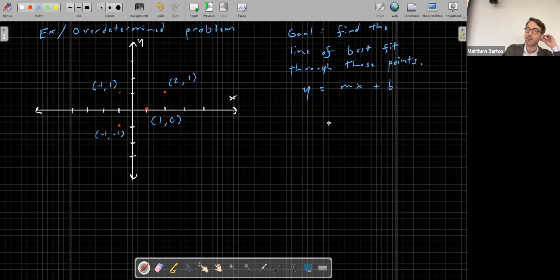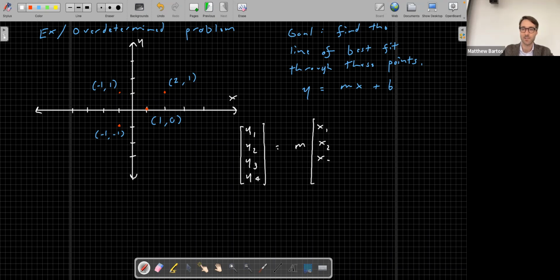It's the classical equation that you learned in middle school. Okay, and how many equations do we have here? How many equations do we need to satisfy? 4, right? So let's go ahead and draw those equations out. So we have that y1, y2, y3, y4 is equal to m times x1, x2, x3, x4 plus b times 1, 1, 1, 1.